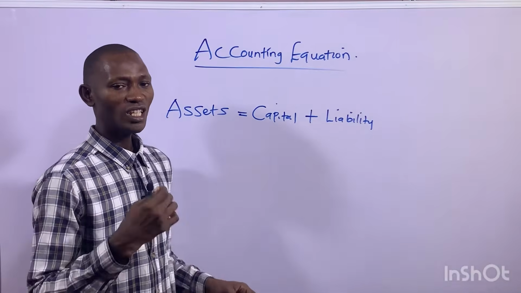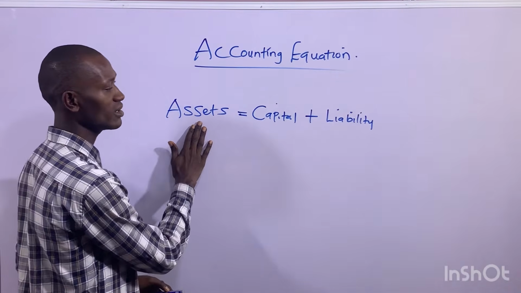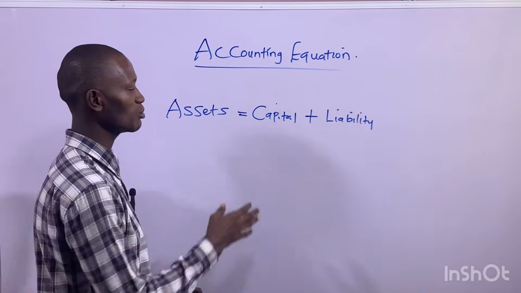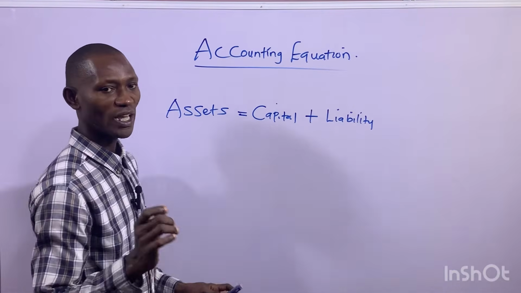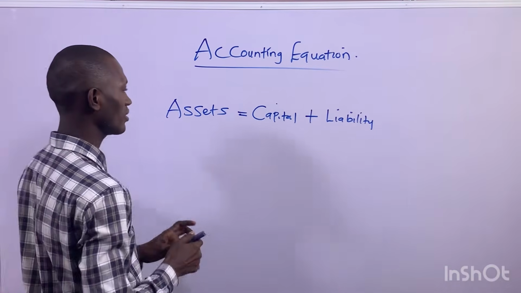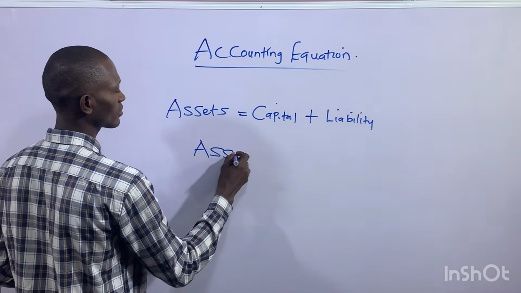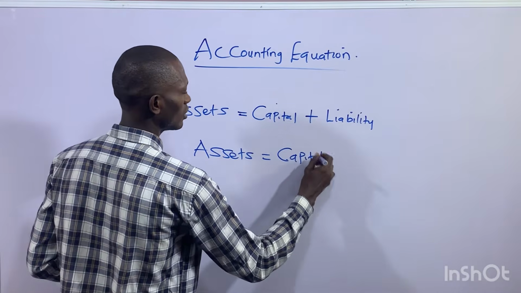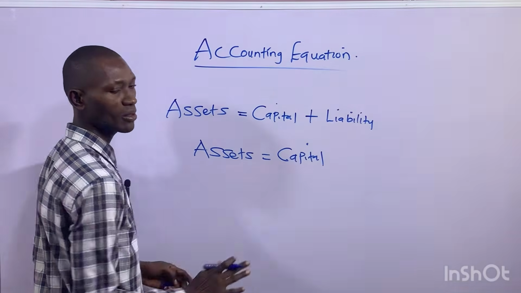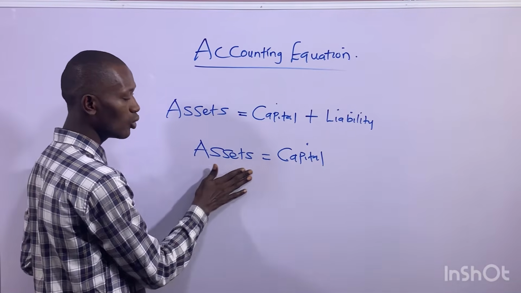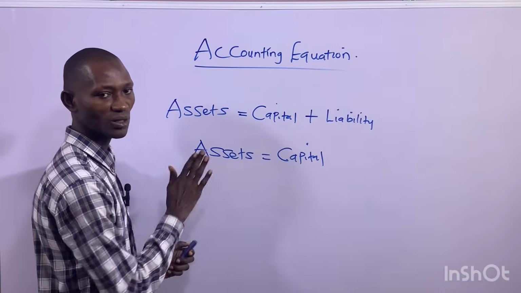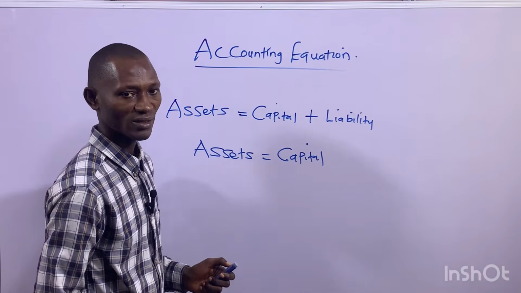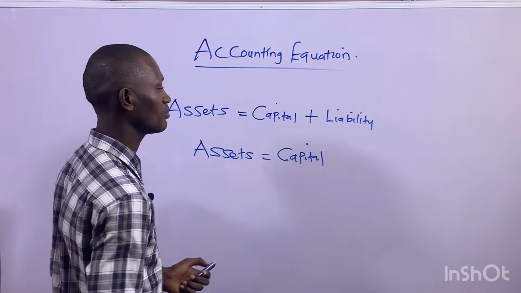Now, if the assets of the business are financed or funded by the money provided by the owner of the business, you will have the accounting equation expressed thus. That means you will have assets, that's the resources of the business, equal to capital. This equation is applicable where the owner of the business owns all the resources or the assets of the business. This is a situation of small scale businesses, that's one-man business, sole proprietorship.